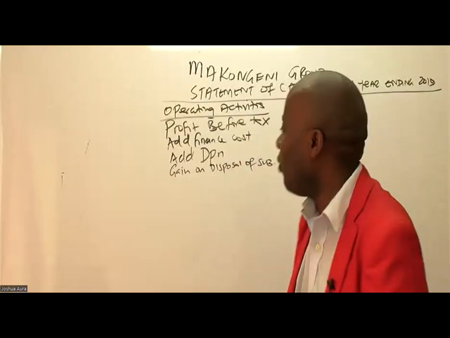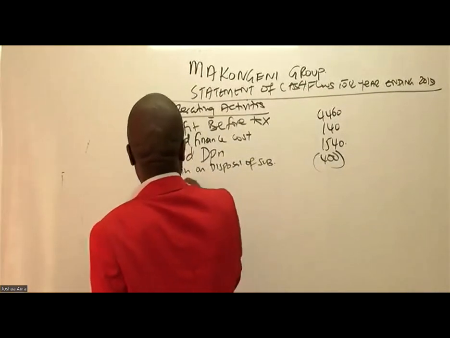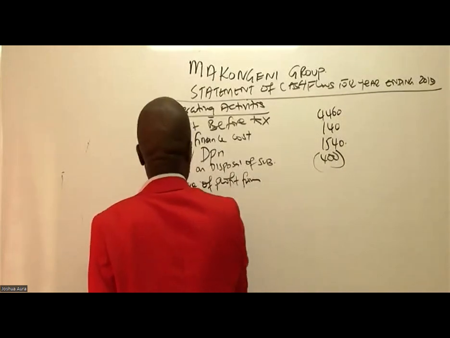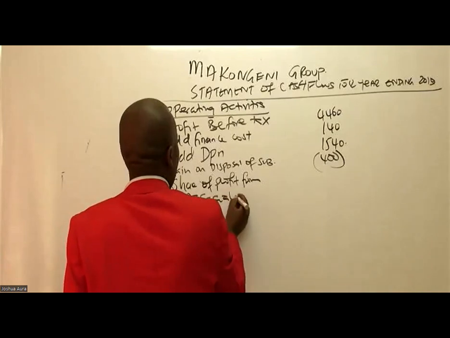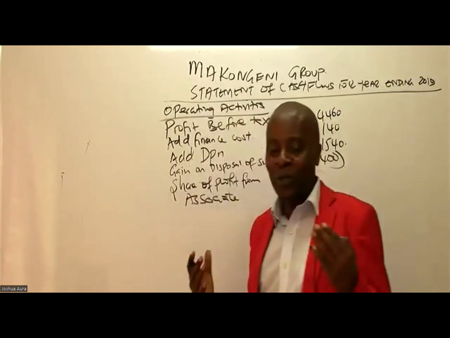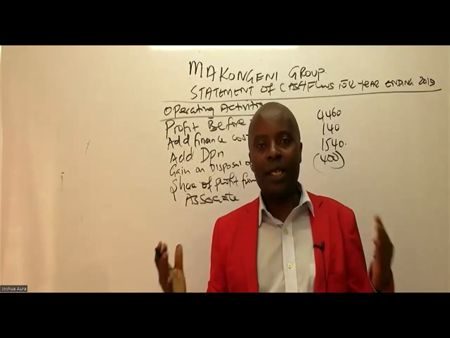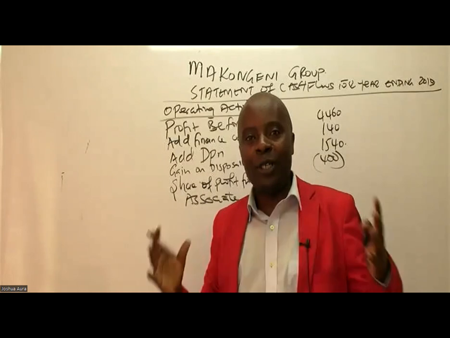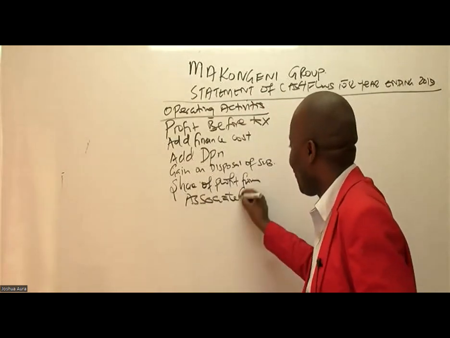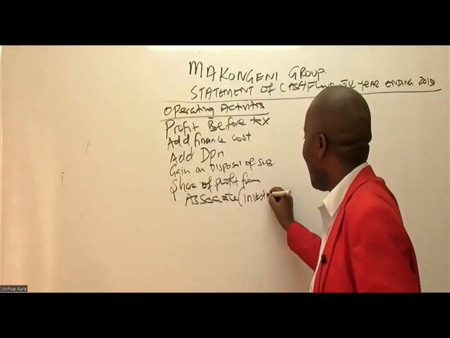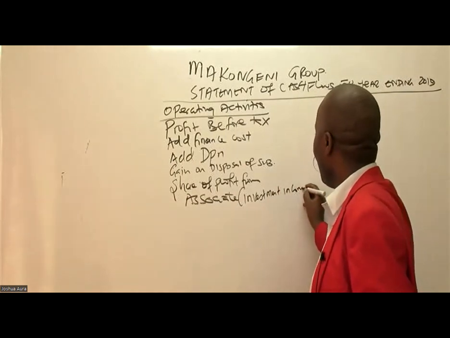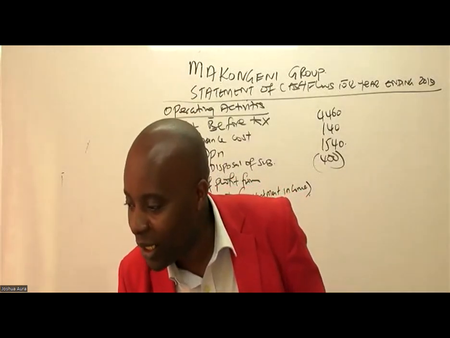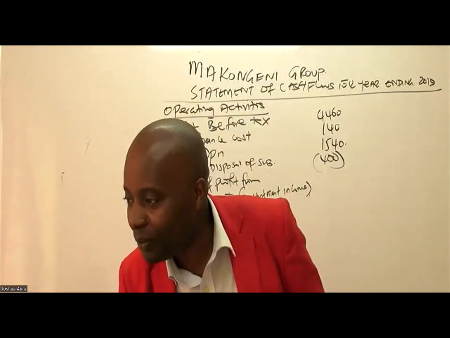So we have here share of profit from associate. I'll just tell the examiner, because I must also demonstrate broad and deep understanding of the subject, I'll write for him here investment income. Then I'll scare the examiner. I don't know whether these KASNEB examiners are normally scared. Good attempts to scare them.